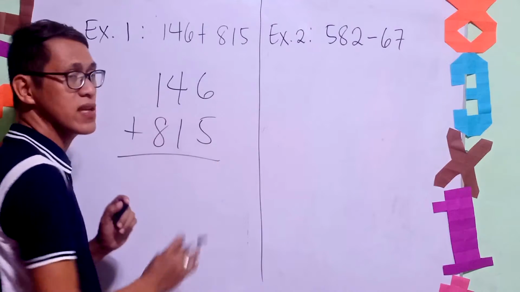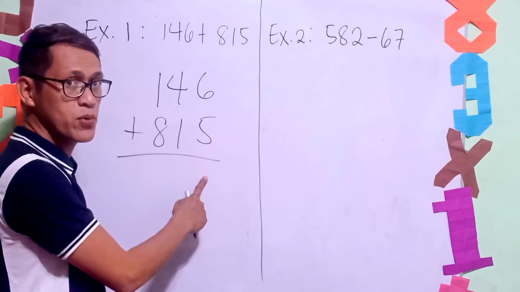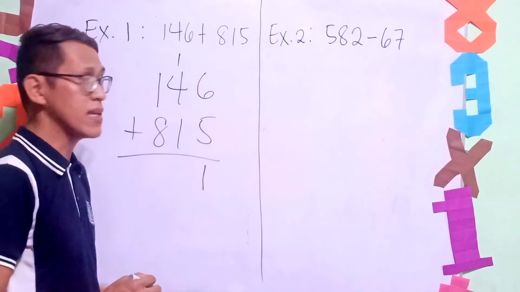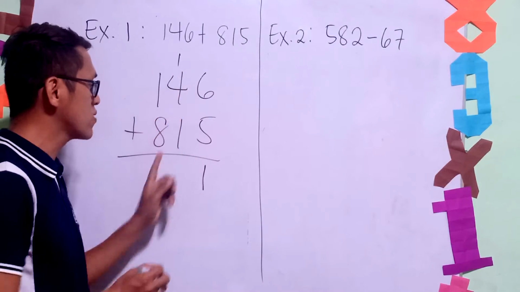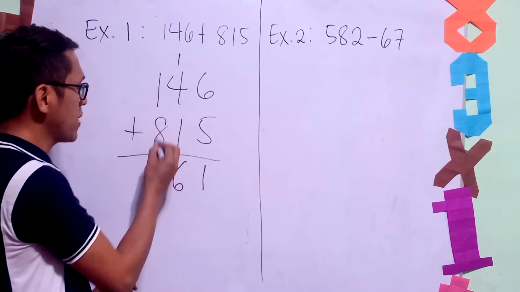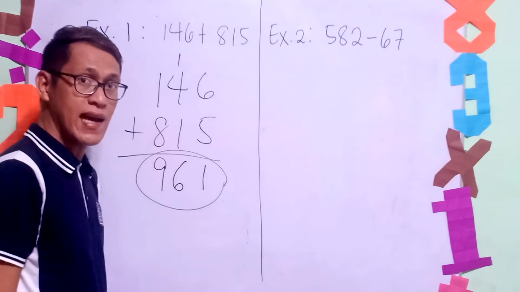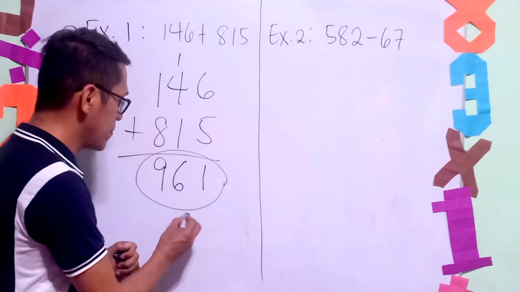Then add from right to left. Let's start from the ones digit. 6 plus 5, that's 11. Again, we don't put 11 here. Only 1 here, then the other 1 carry here. Then add the tens digit, 1 plus 4 plus 1, that's 6. Then 1 plus 8, that's 9. So our answer is 961. By the way, the answer is called sum.